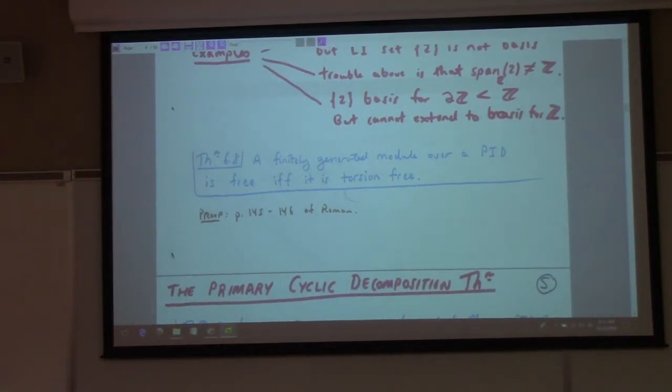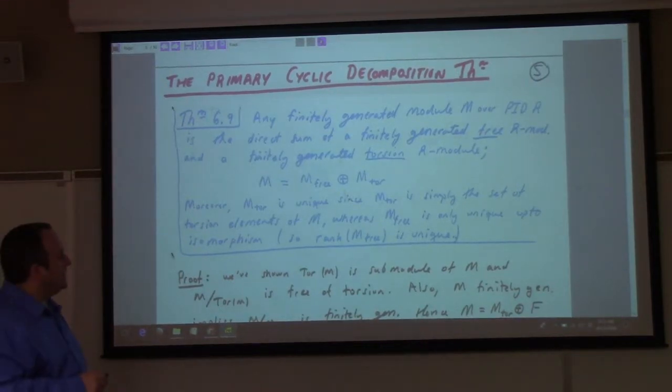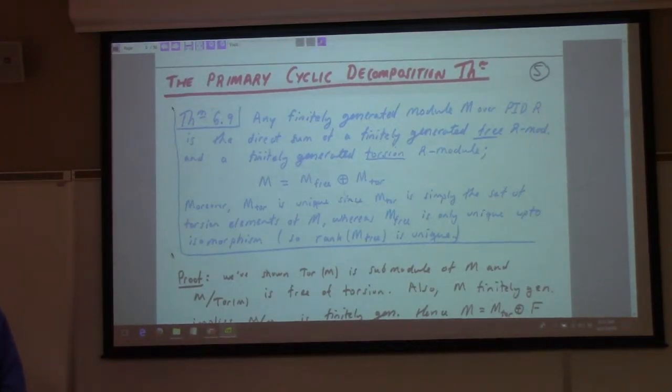Finally, a finitely generated module over a PID is free if and only if it's torsion free. All right. And so then we move on to the big theorem. Any finitely generated module over a PID is the direct sum of a finitely generated free R-module and a finitely generated torsion R-module. So the direct sum of the free and the torsion. The way to do this essentially is the following. You take the torsion piece to be the torsion of M, the set of elements with torsion, and also 0, right? This forms a submodule. Then you can take the quotient of M by the torsion. What's left is a free module, and that gives you this direct sum decomposition.